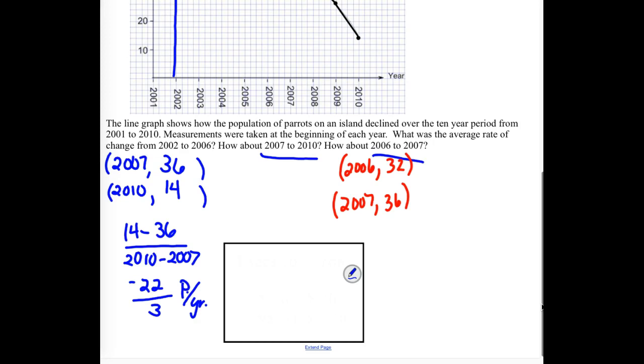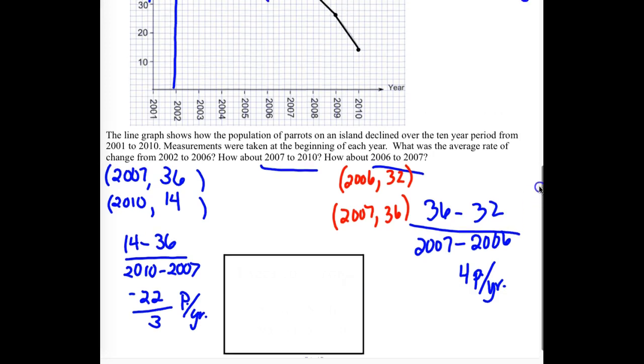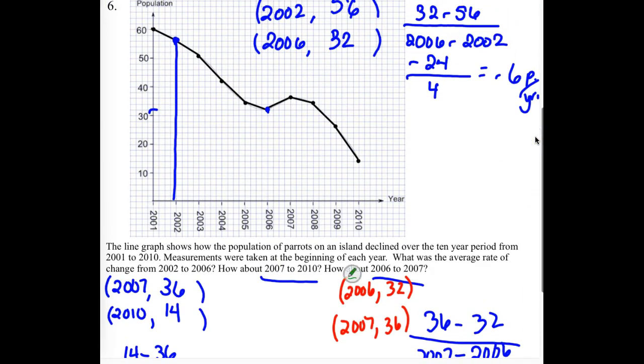Okay. The other one, we are looking at 2007 down to 2006, 36 minus 32. So we end up with 4 per year. And that is a positive value. So in the years from 2006 to 2007, if you look at your picture, we are actually increasing in that section. Does that make sense? So a connect the dot type of graph like this, where you're looking at specific data from year to year, between every little interval, you're going to have a slightly different slope. So again, we just call that an average rate of change.